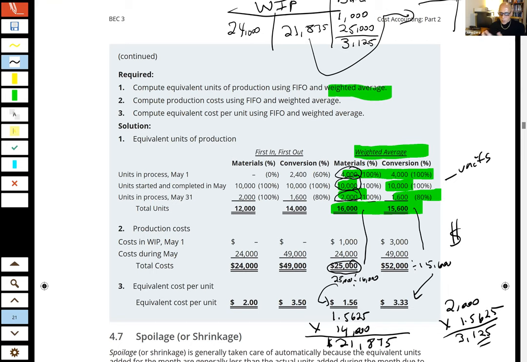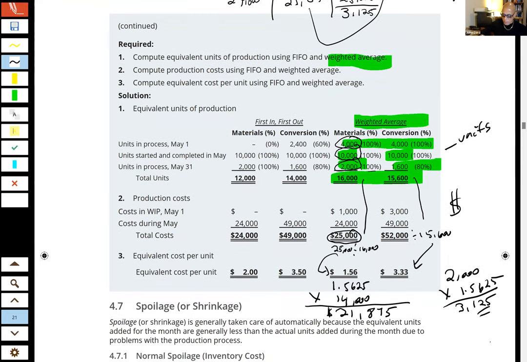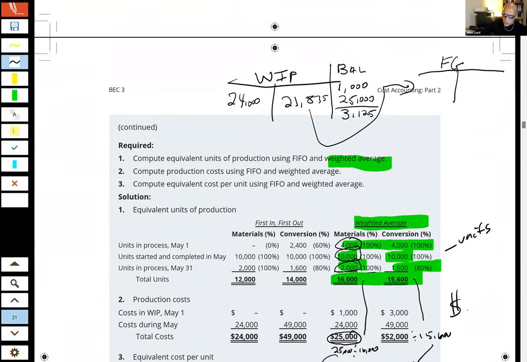The only reason I'm doing this part up here is that many, many exam questions would stop here, or would go ahead and ask, what's the cost of the units transferred out? Or they might ask you the cost of the ending inventory. They might ask you those two numbers. They probably wouldn't start using the terms cost of goods manufactured, but that is what that number is, right? And that's the reason we went through this exercise.